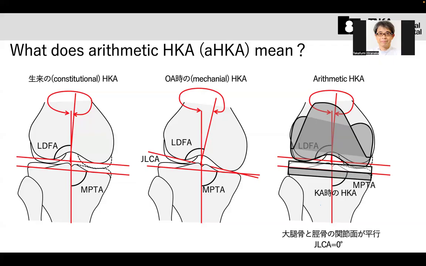But in mechanical alignment TKA, we don't have to care about the patient's native anatomy or native alignment. Just reconstruct the patient's leg to be neutral.